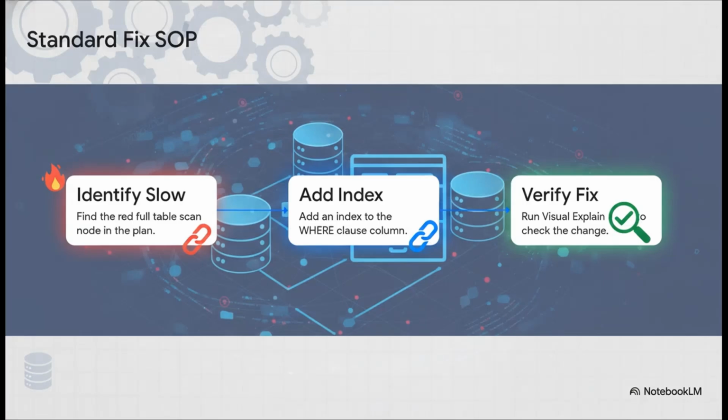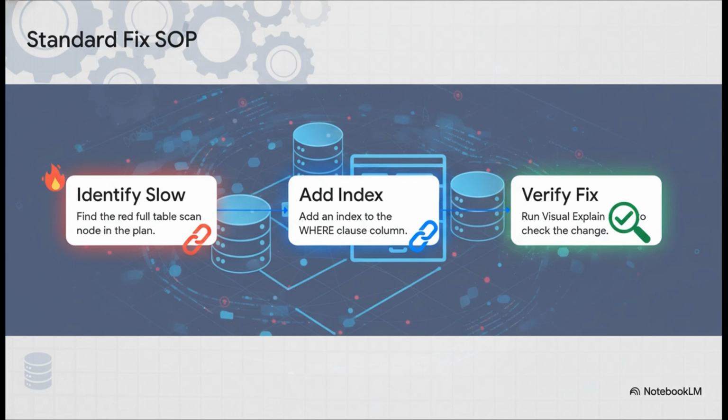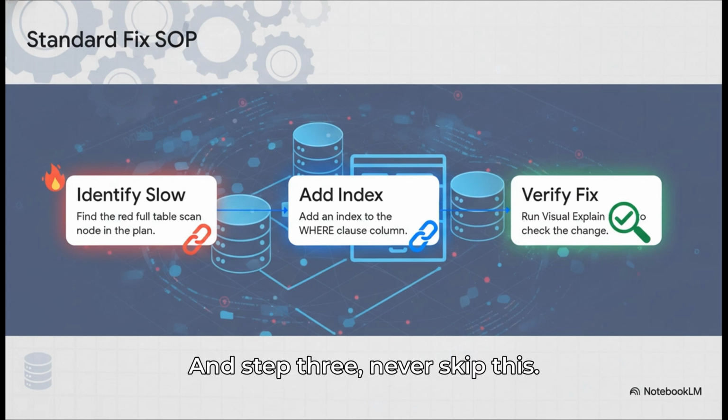So how do we fix it? Here's the DBA playbook. Step 1, we've already done. Identify the slow operation, which was our red full table scan node. Step 2 is the fix. We simply add an index to the column being filtered in the query's WHERE clause. This gives MySQL the library catalog it so desperately needs. And step 3, never skip this. We verify the fix by running Visual Explain one more time.